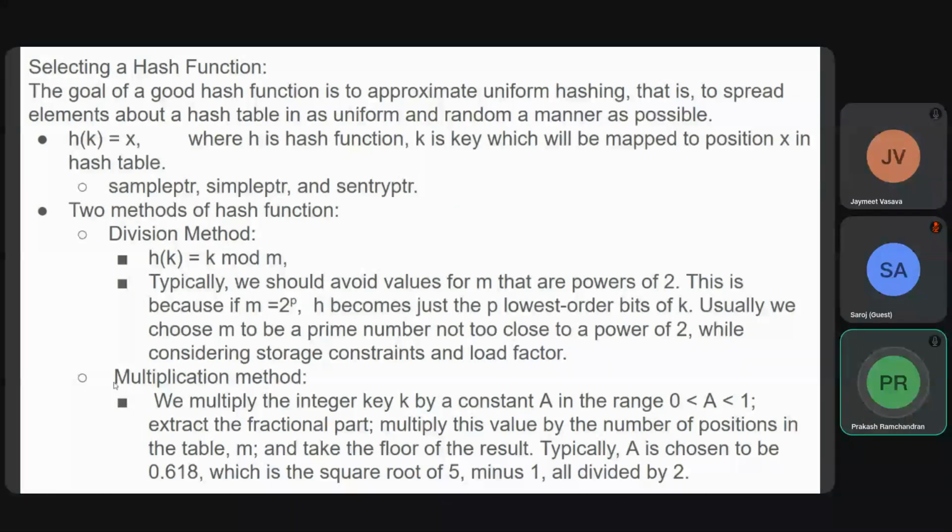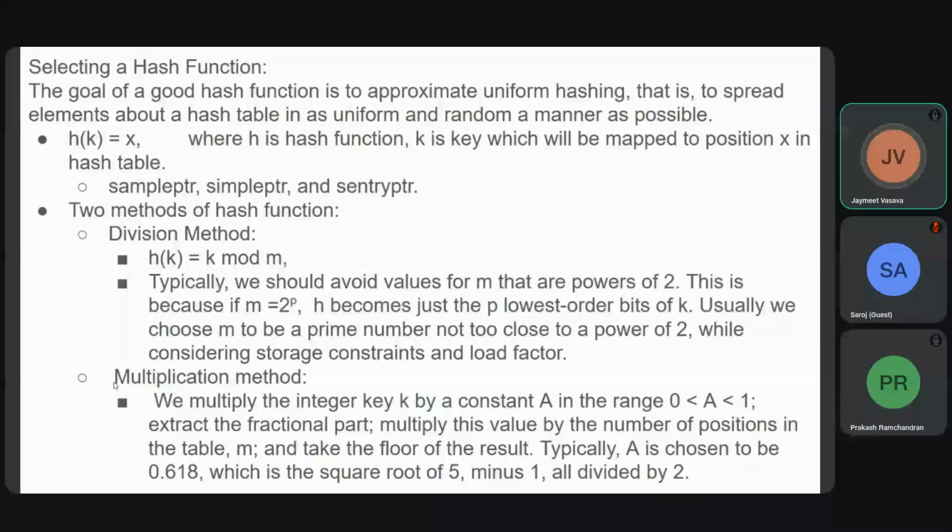The multiplication method: you have a factor a, and it should be between 0 and 1, whatever you multiply, right? So h of k, h is the hash function, k is the key. You want it to be something like 0.618, which is a formula arrived at based on root 5 minus 1, divided by 2. Root 5 is about 2.236, and minus 1 that gives you 0.618 or something like that.